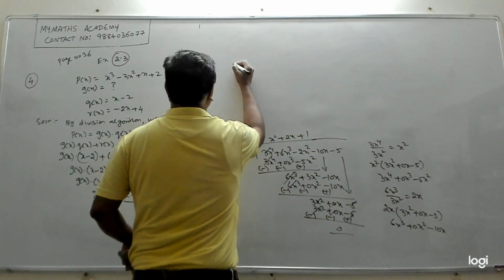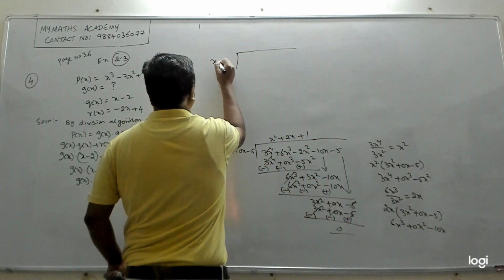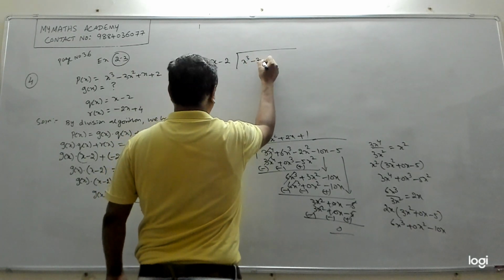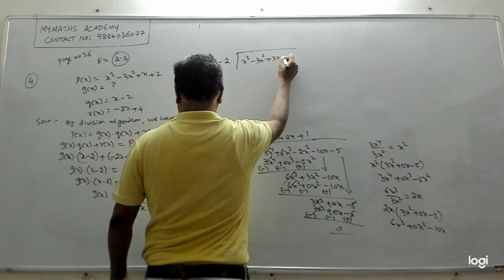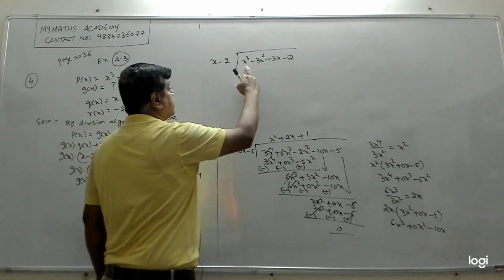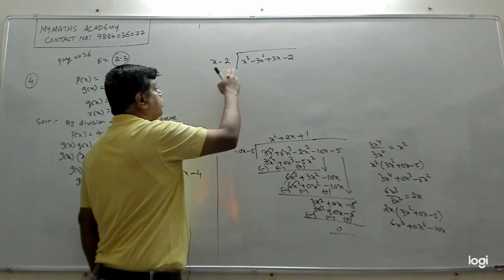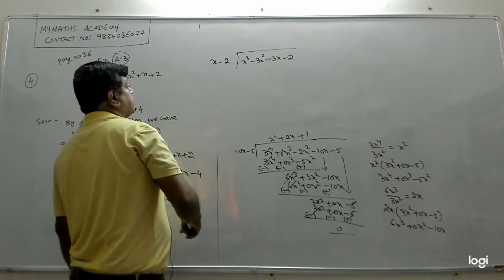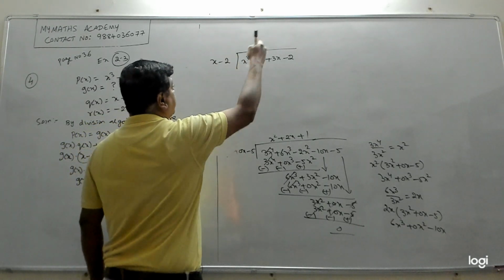So what do we do? So we will divide. So x cube minus 3x square plus 3x minus 2 divided by x minus 2. Right? Make sure that all the terms are there: x cube, x square, x, constant. Here also all the terms are there, and they are in decreasing powers of x, which means x cube should come, then x square, x, constant.